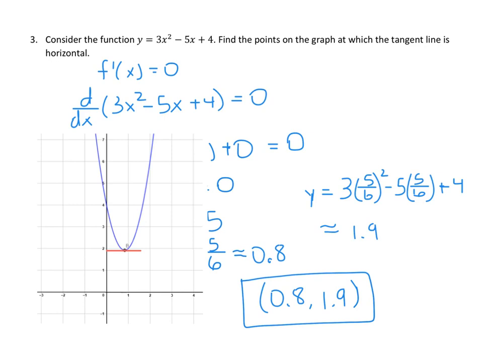1.9). So by looking at the graph of the function, we were able to get a visualization of the point that we just found on the function and what it means for the tangent line to be horizontal.